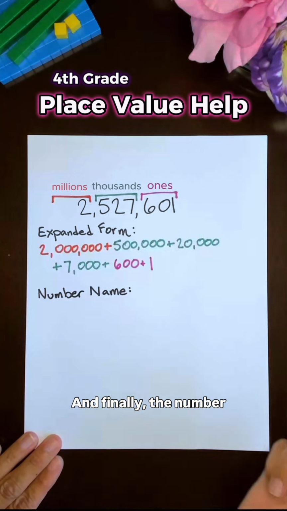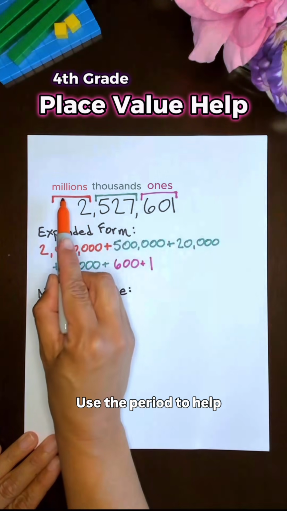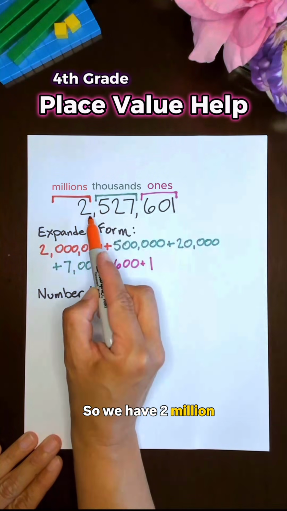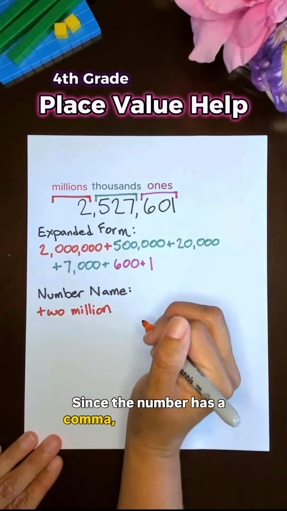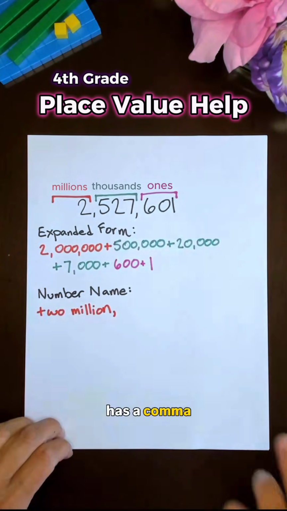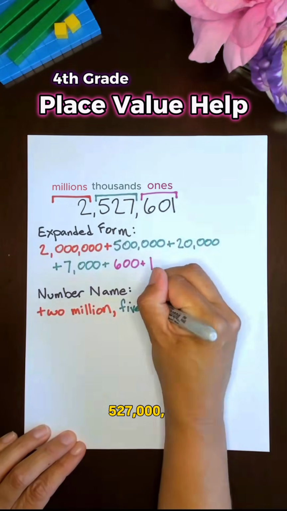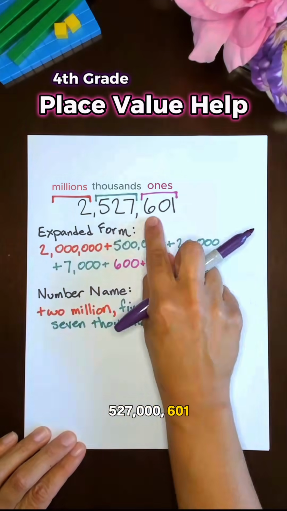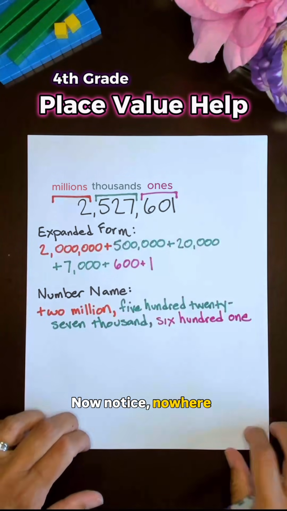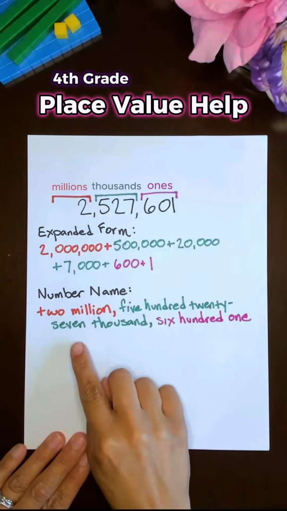And finally, the number name. Use the period to help you out. So we have 2 million, since the number has a comma, the number name has a comma, 527,000, comma, 601. Now notice, nowhere in here did we put the word and.